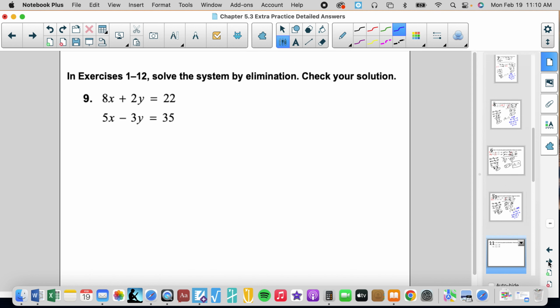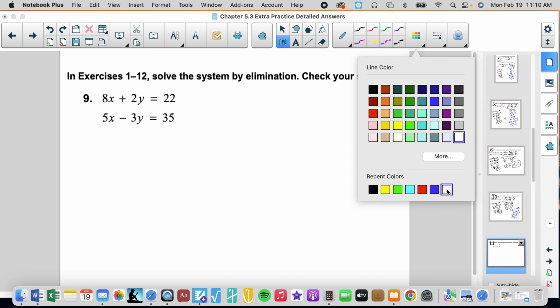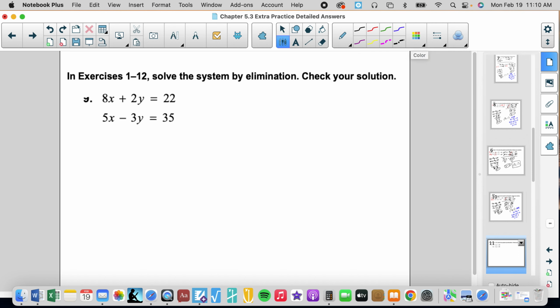All right, number 9. I love it when we get to number 9. For those Beatles aficionados, number 9, a revolution.